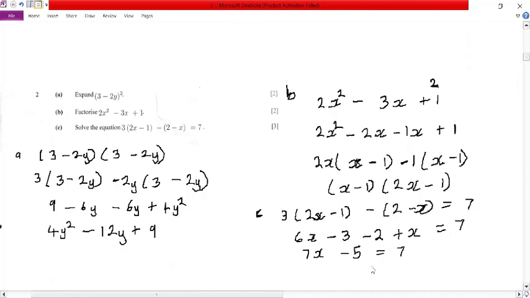Equals to 7. Then we take minus 5 to the other side, so it will go and add. So we get 7x is equals to 12. Divide both sides by 7. So our x is equals to 12 over 7.